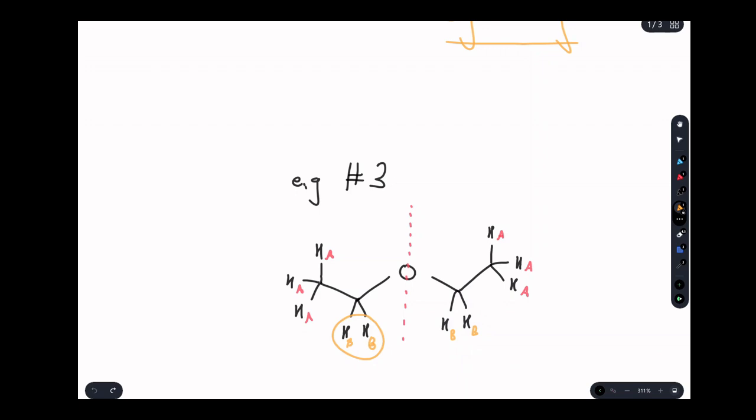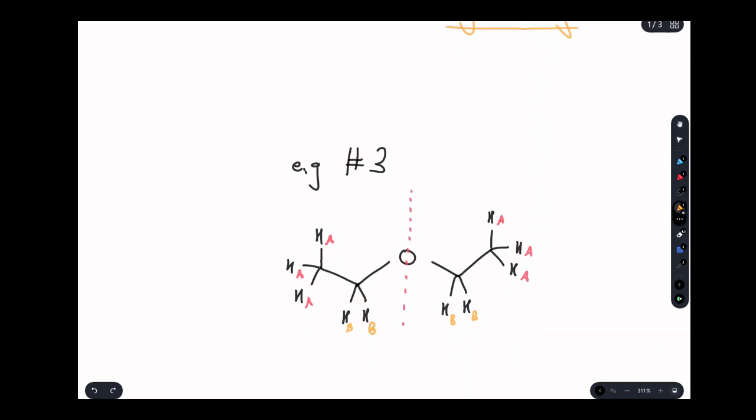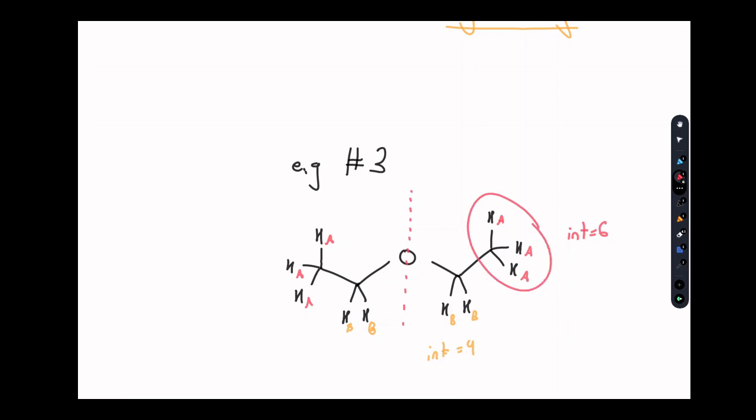For that reason, we may expect to see a total integration for HB of 4 and an integration for HA of 6. That's how symmetry can make hydrogens that are quite far apart, right? These are 5 bonds apart. They are still chemically equivalent. And that's an important thing to catch when you're dealing with NMR spectra.